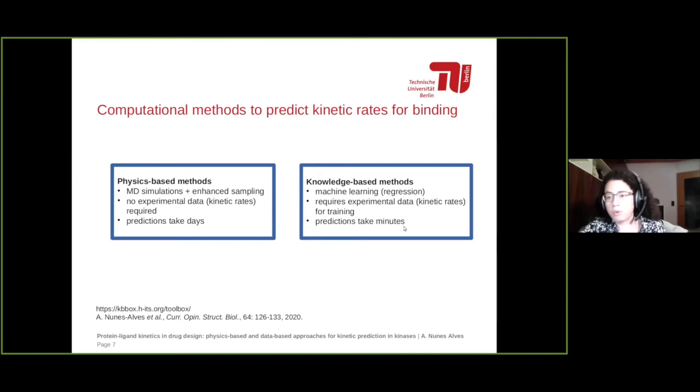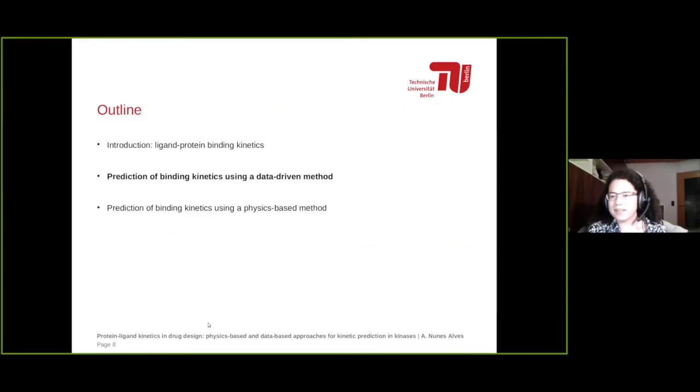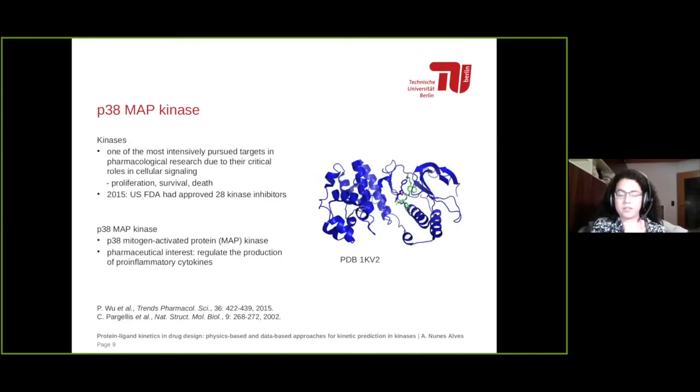And if you want to know more about these methods to compute kinetic rates, you can check this website maintained by my former boss, Professor Rebecca Wade. Or for physics-based methods, you can also see this review I published last year. And now I hope you are convinced that binding kinetics is super interesting for drug design. And now we are going to talk a little bit about the work I've done in the last 2 or 3 years. And first of them, prediction of binding kinetics using a data-driven method.